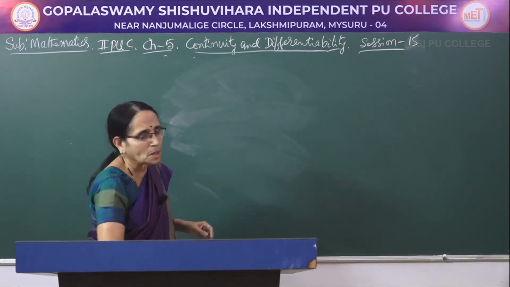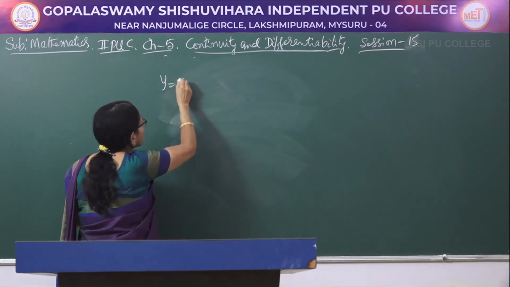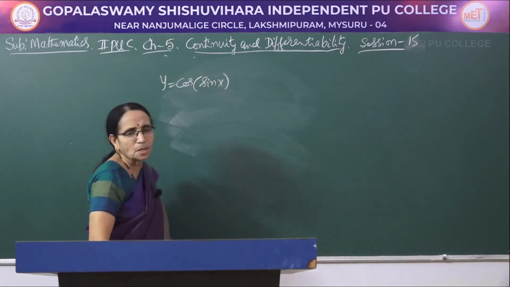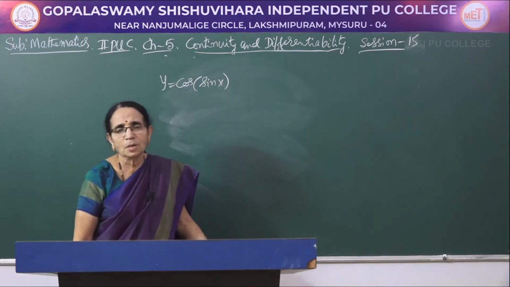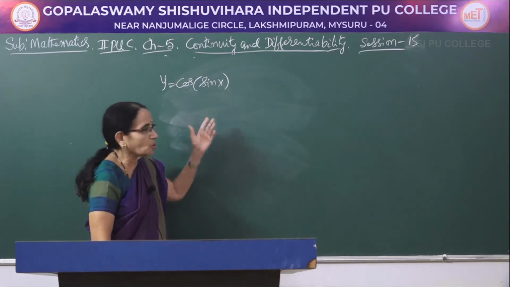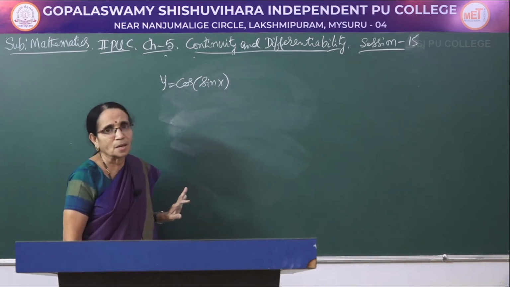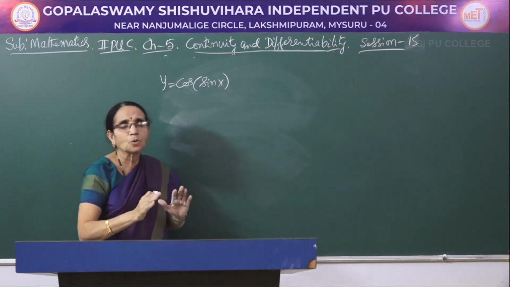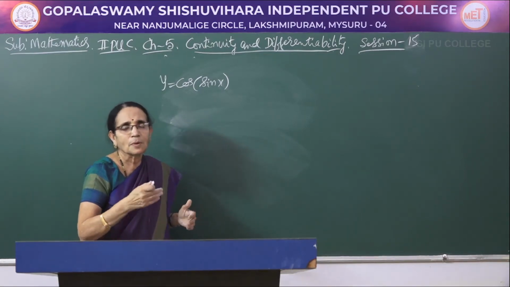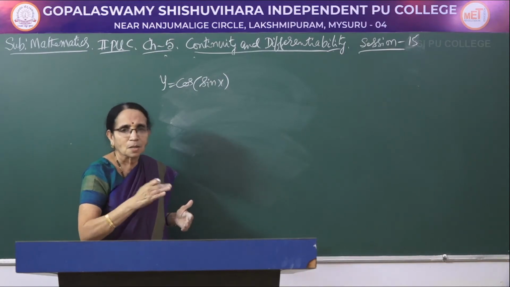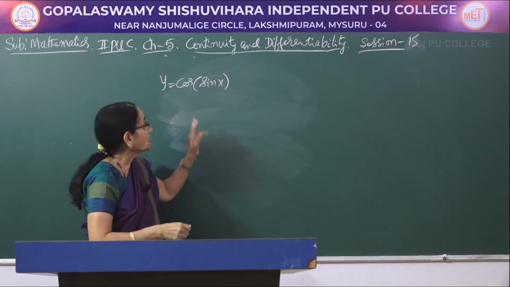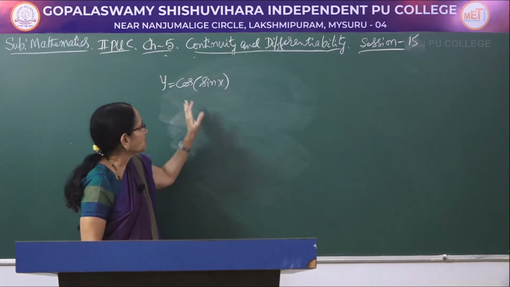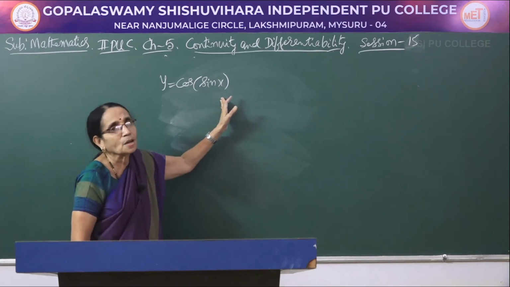Now, the next problem is y is equal to cos of sin x. This particular problem has been asked in one of the earlier examinations, from your textbook only: cos of sin x. In the earlier problems we considered two different types of functions: e power, that is exponential, algebraic, trigonometric, and so on. Here both of them are trigonometric functions only. First we apply the cos rule, then we apply the sin rule.